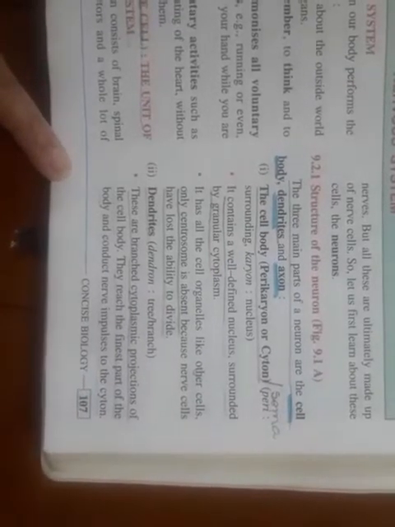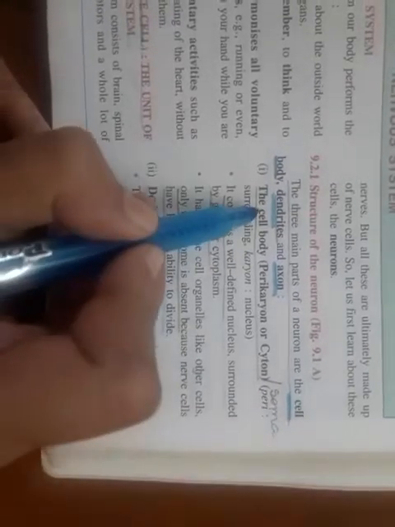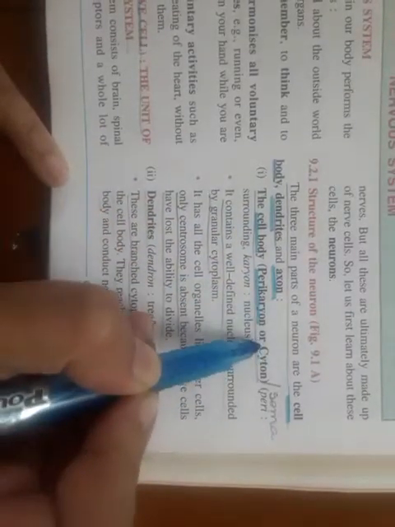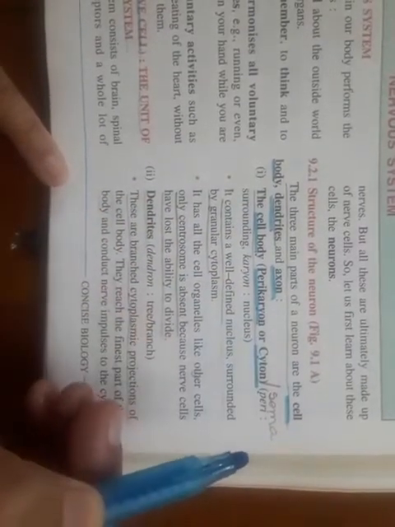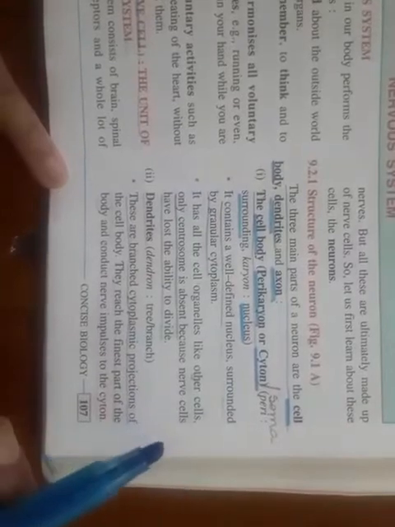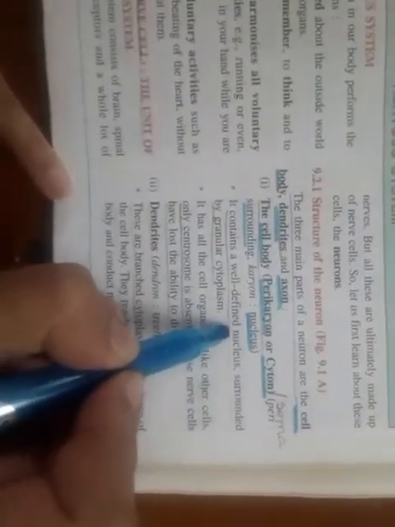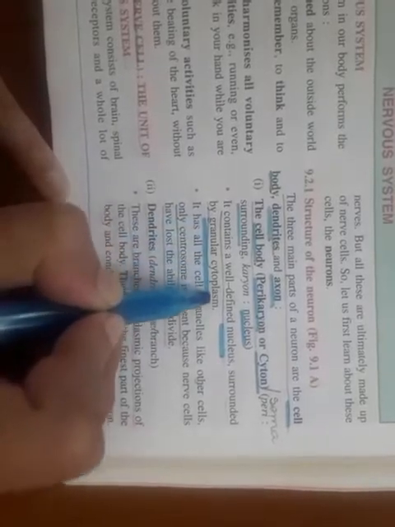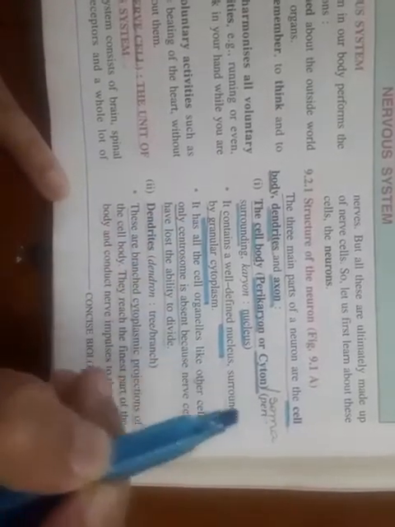Now, what you are going to mark? Cell body, which is called perikaryon or cyton. Peri means surrounding and karyon you know is nucleus. It consists of nucleus which is surrounded by granular cytoplasm. So it is perikaryon.